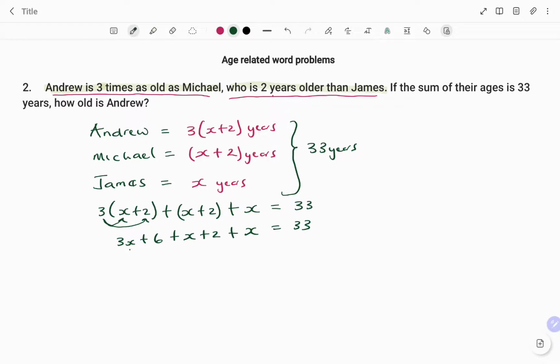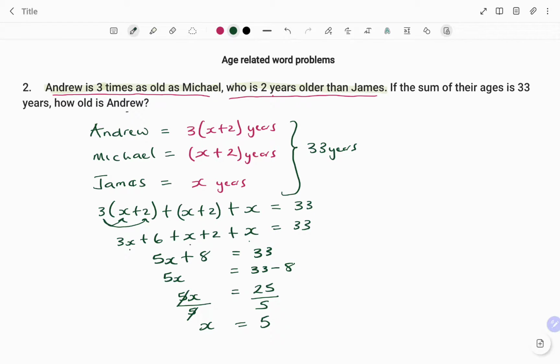Grouping my x, I have 3x plus x plus x, 5x. 6 plus 2, that's 8, equals 33. Moving my 8 to the other side, I have it as 33 minus 8. That will give us 25. 5x equals 25. And to find x, I'm going to divide both sides by 5. So therefore my x equals 5.